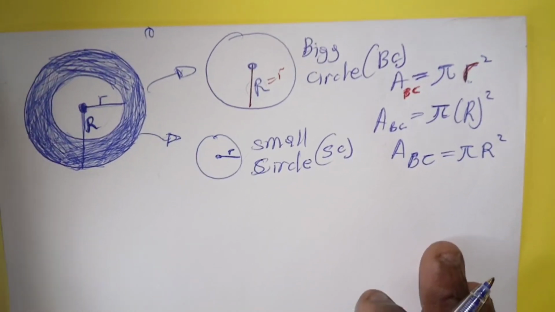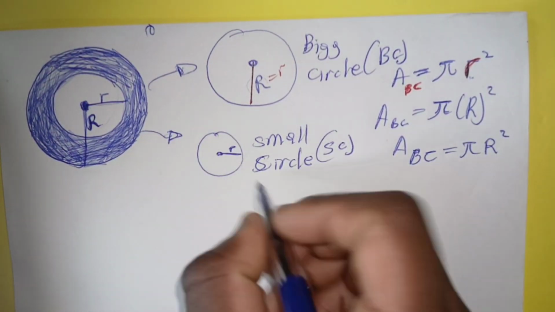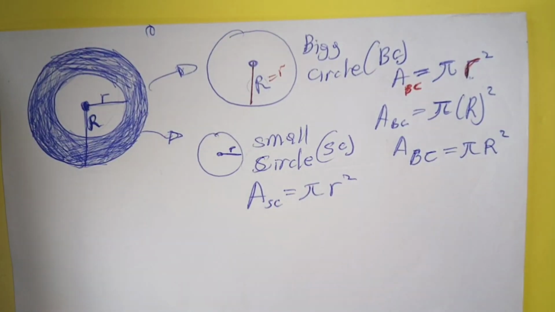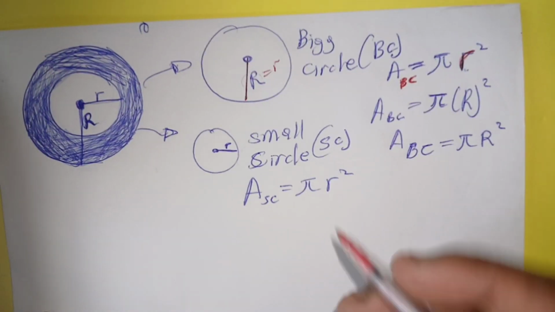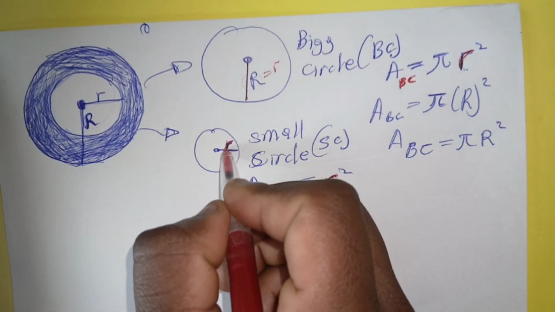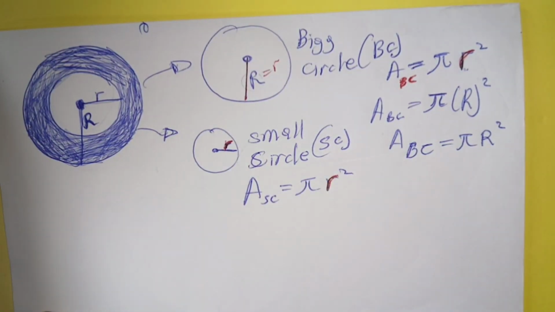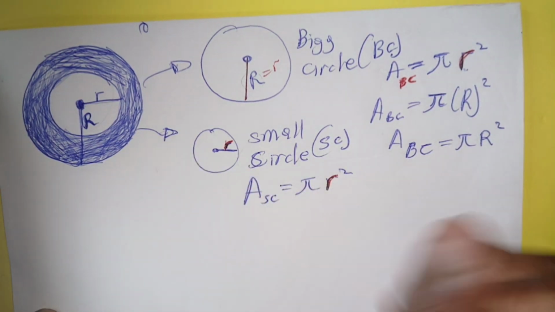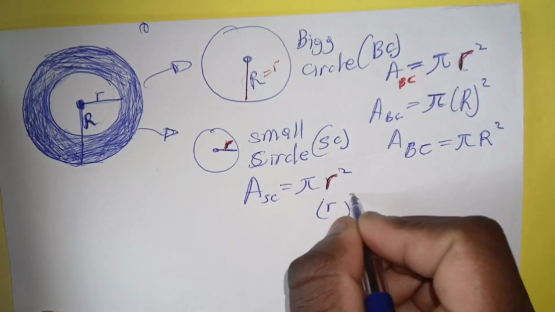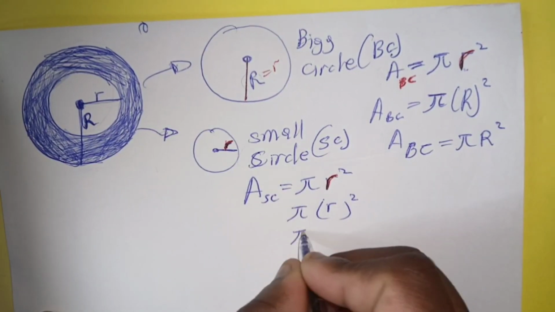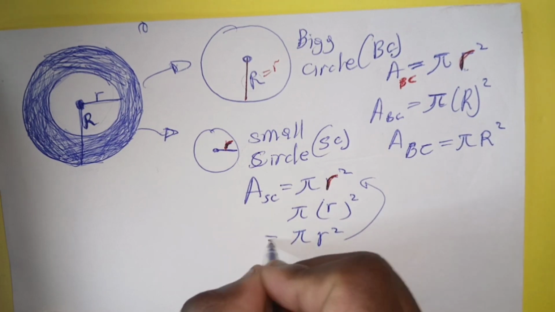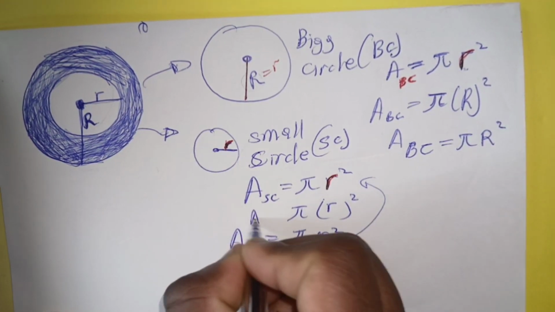Now if I want to calculate the area of the small circle, it is area of SC, pi r squared. So guys, this one is the radius, which is represented by small r. No need for me to substitute the radius in a radius, because I will still end up here. Do you see? There was no need to substitute a radius.